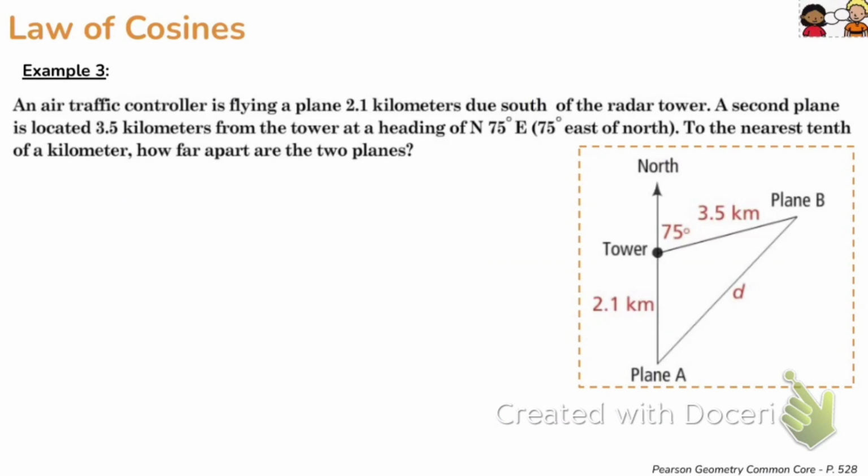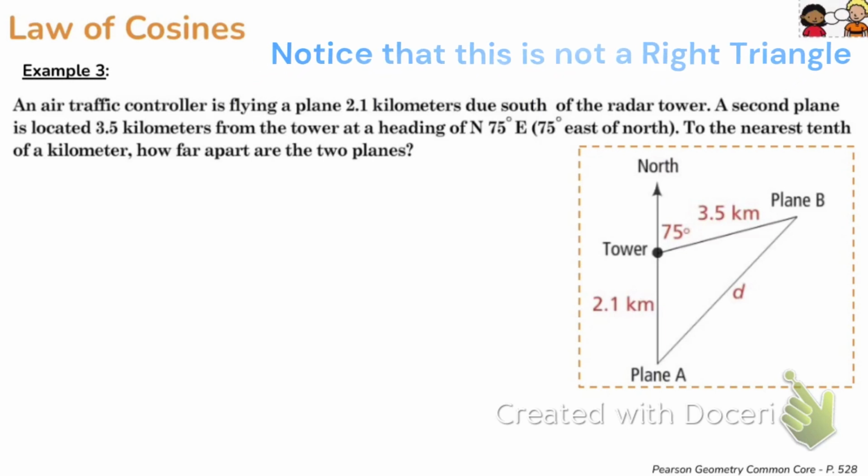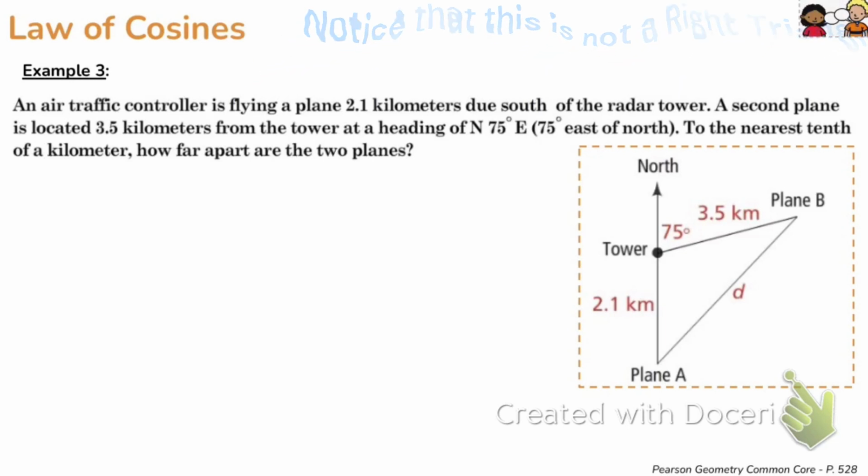Alrighty, so we're going to solve this problem. This is the last example, and we're doing this one using the law of cosines, okay? So you are given an air traffic controller is flying a plane 2.1 kilometers due south of the radar tower. A second plane is located 3.5 kilometers from the tower at a heading of north 75 degrees east. To the nearest tenth of a kilometer, how far apart are these two planes?